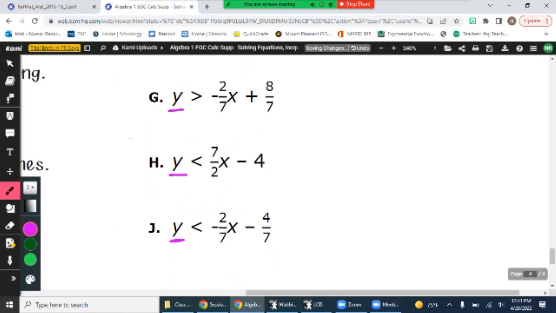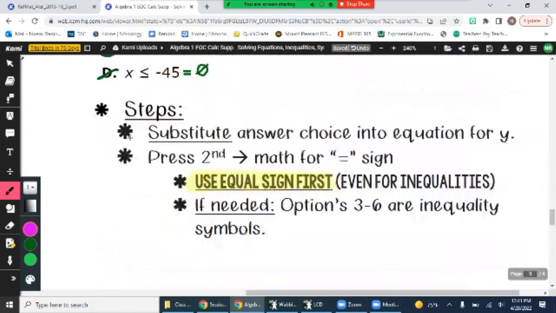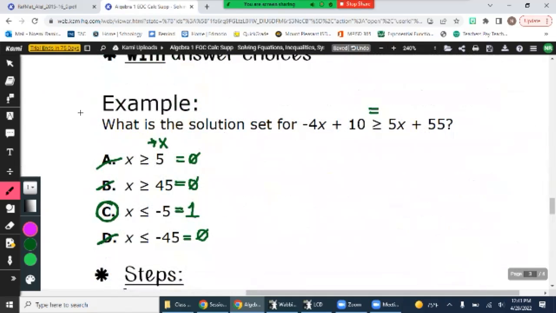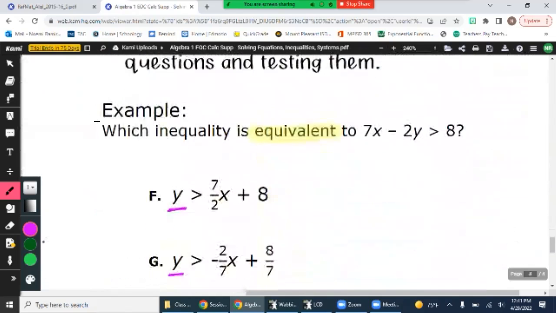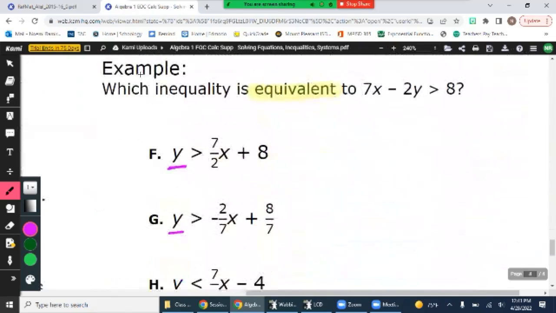Let me just scroll back up. What we had just done with this, you had an x, and once it was solved, you got just one number. Everybody see that? So what did we do? We plugged in that one number. We're going to use the same strategy, but this time we're plugging in a whole equation. It's just a lot bigger. It looks a lot messier, but it's the same strategy.